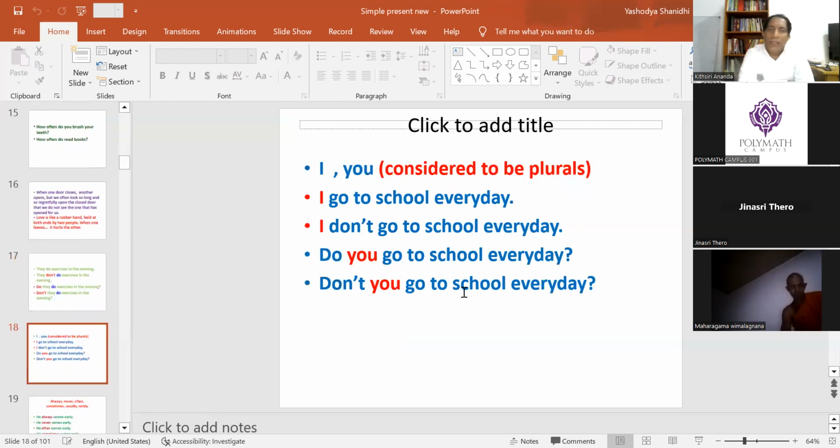And again, you know that I is one individual, right? I means one individual. You can be either one or more than one. But with these two subjects, we have to use the verb in the plural form. I go, I don't go. Even though you raise the question from one individual, you have to ask, do you go, not does you go.